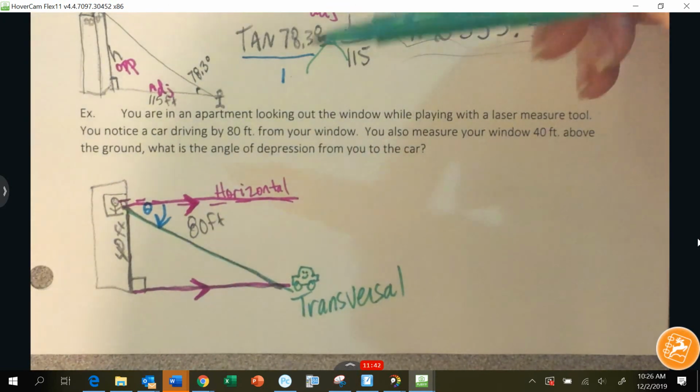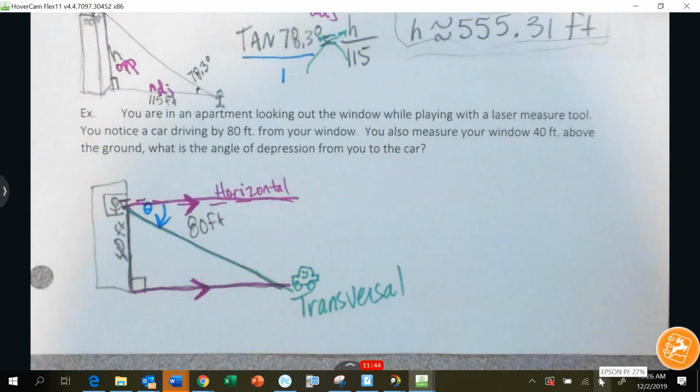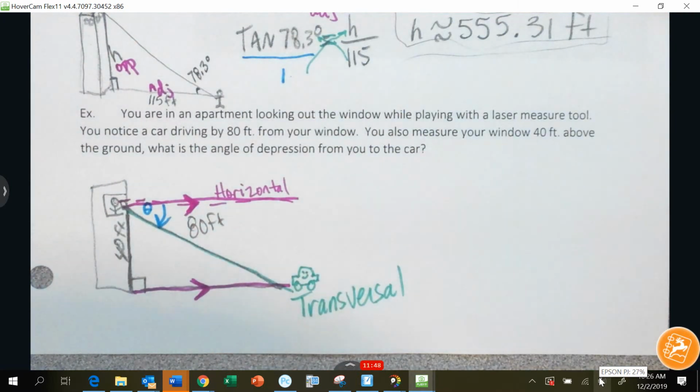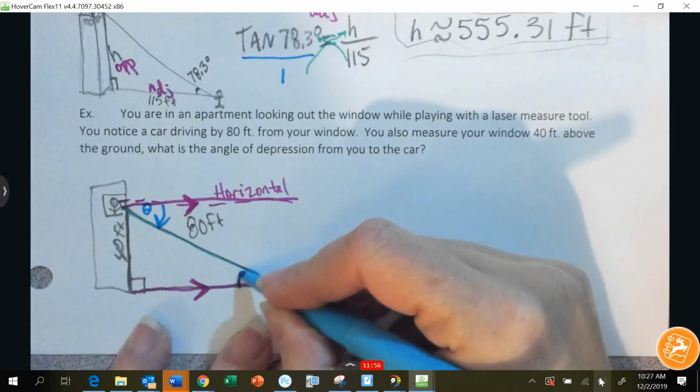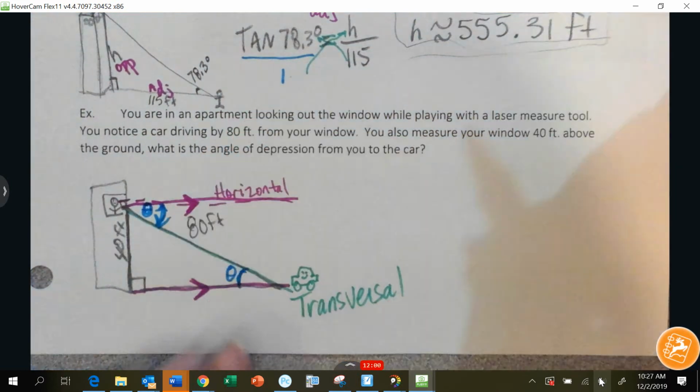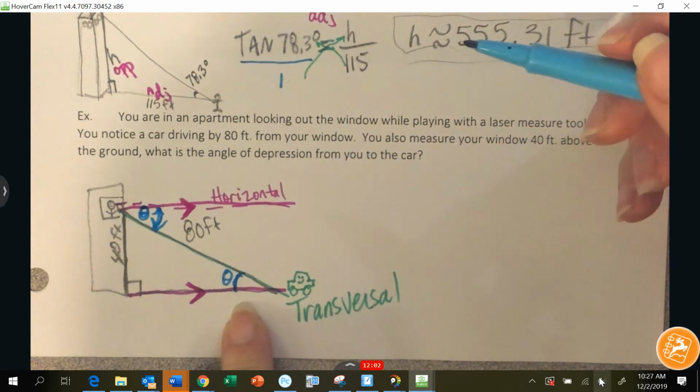And when we have two parallel lines and a transversal, this theta, I could write somewhere else if I want. Liam, where can I write it? Right here? So these angles are the same because of alternate interior angles.